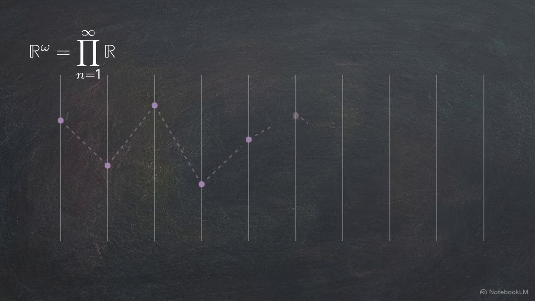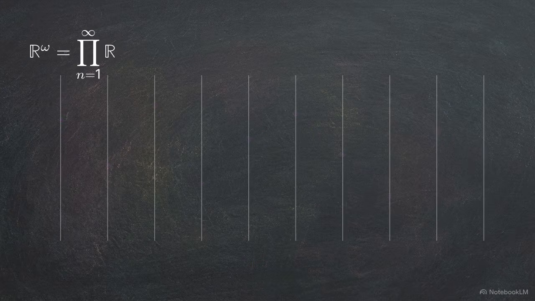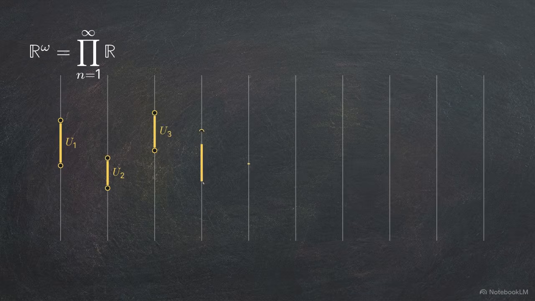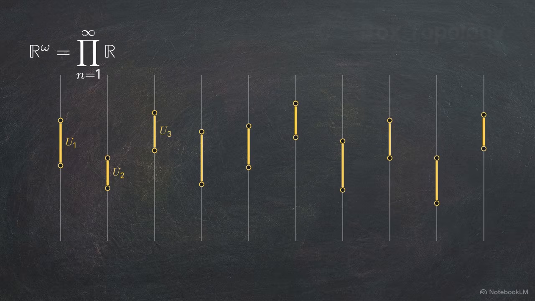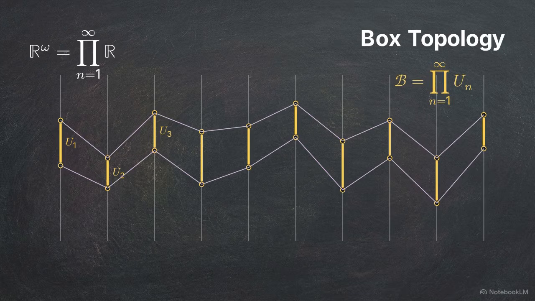This is the countably infinite Cartesian product of the real line. Instead of points in a 2D plane, an element in R omega is an infinite sequence of real numbers. The intuitive leap most mathematicians first make is to define the basis elements here exactly as we did in 2 dimensions. We take an open interval on the first line, another open interval on the second, and continue this pattern across every single dimension to infinity. This generates what is known as the box topology.